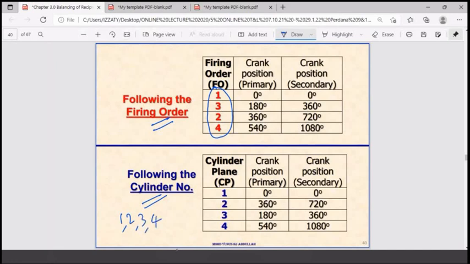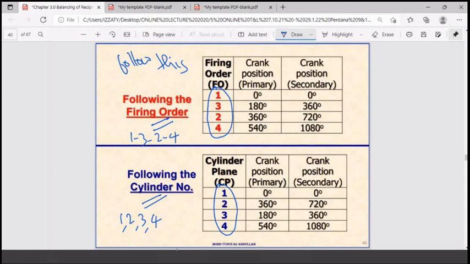This one is by cylinder number. This one is by firing order, given as 1, 3, 2, 4. So I would like to advise you to construct the table following firing order. Follow this one. I'm not saying the other is not correct. Yes, it's also correct. But look here.